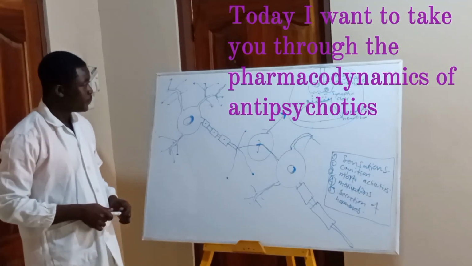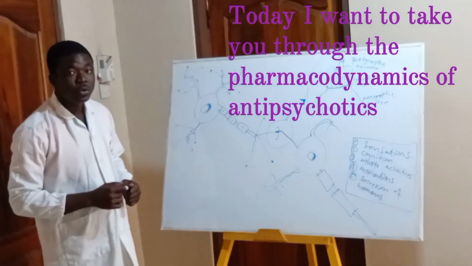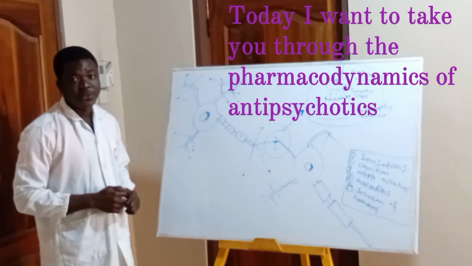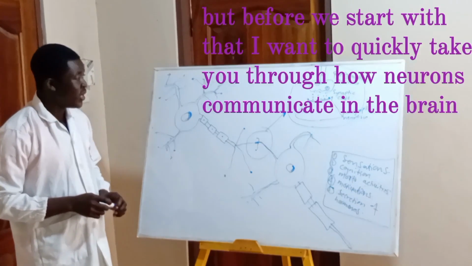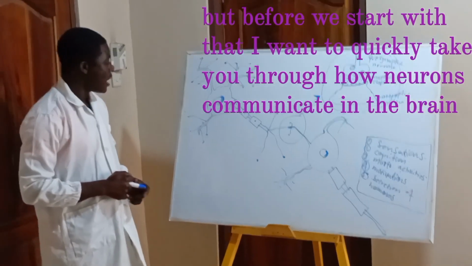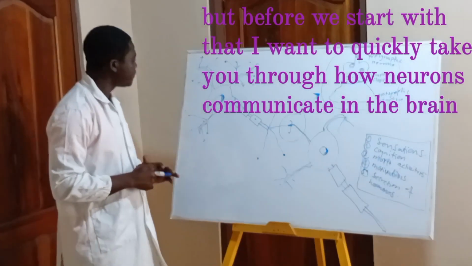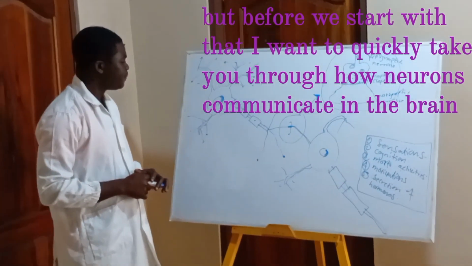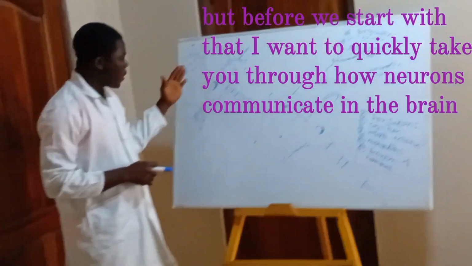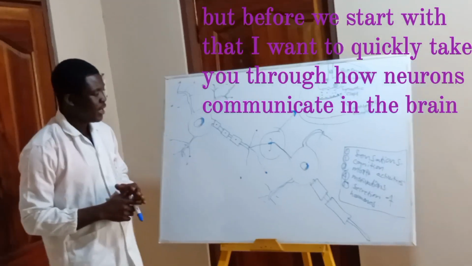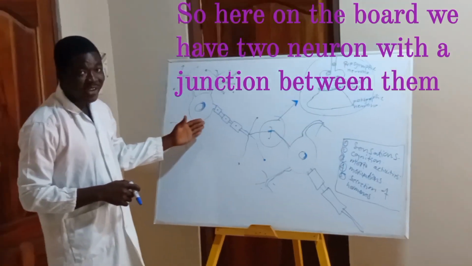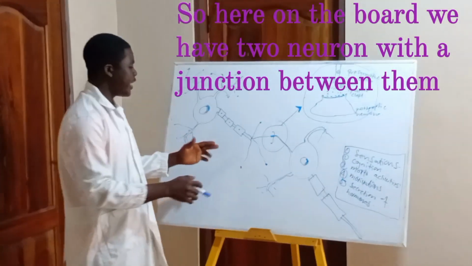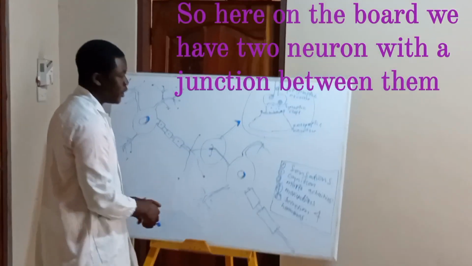Today I want to take you through the pharmacodynamics of antipsychotics. But before we start with that, I want to quickly take you through how neurons communicate in the brain. So here on the board, you have two neurons with a junction between them.